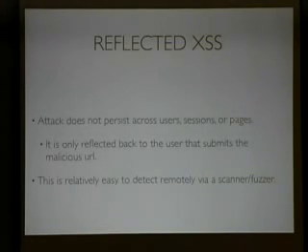It only works in the context of a single session. It doesn't persist across them, and it only works on a single page, so it's only the page to which the person clicked. It only affects the user who submits the malicious URL. It's not something that can cross user contexts, and this is relatively easy to detect via a scanner or a fuzzer. Most of the cross-site scripting you're going to see in web application vulnerability scanning is scanning only for this type, because it's a single case: I send you a piece of data, I get something back, and it's very easy to evaluate whether or not there was a vulnerability there.